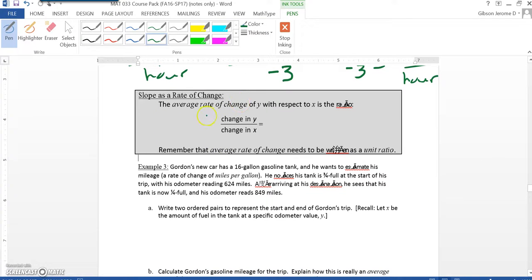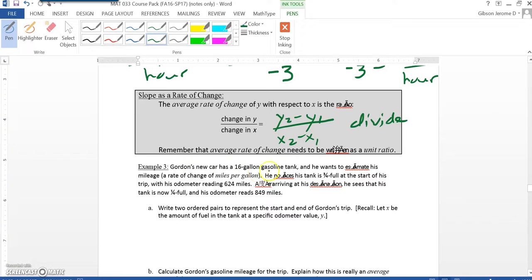Now the slope as a rate of change. The average rate of change of y with respect to x is the ratio change in y over change in x. So that'll be y sub 2 minus y sub 1 over x sub 2 minus x sub 1. And we also would need to divide these values. Now remember, the average rate of change needs to be written as a unit ratio.